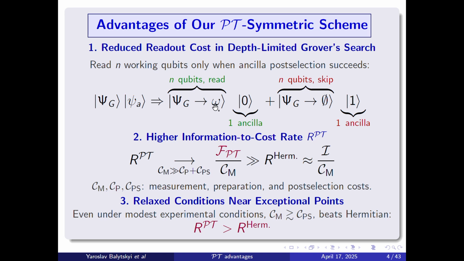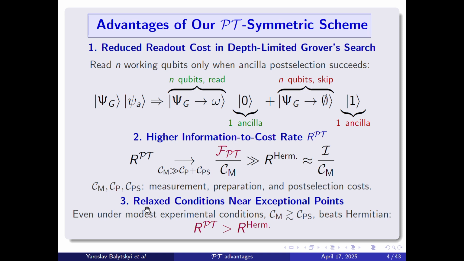So basically, if you have a Grover search which is depth limited, essentially you need to read out the qubits only once for arbitrary depths of that circuit. That would cost more oracles, but you would need to read out the qubits only once. Then also, it gives an advantage in higher information to cost rate for quantum sensors. When the cost of measurement is very high, then the information to cost rate achieved by PT-symmetric sensors is much higher than that of Hermitian ones.